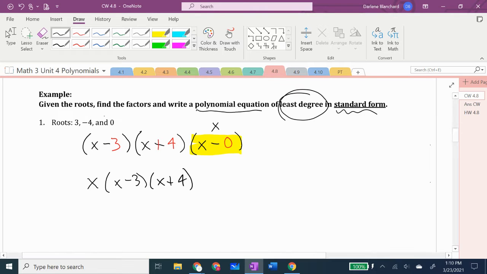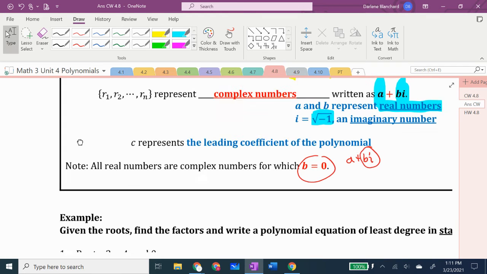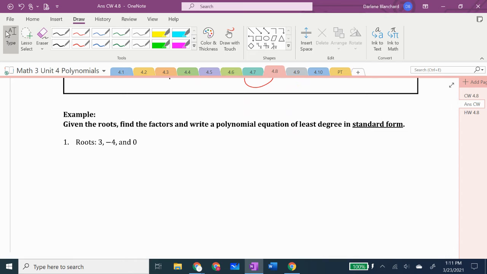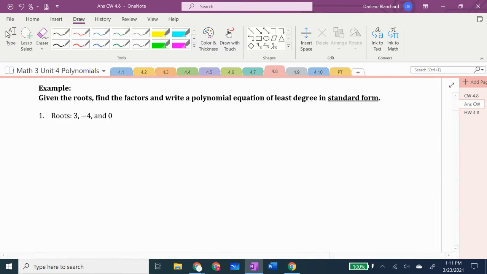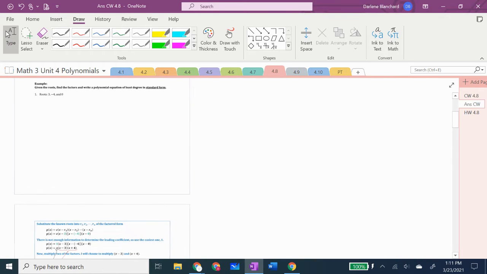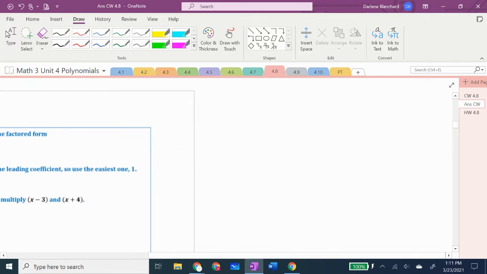Now, the only information I have are 3 roots. So I'm just going to leave it there and not add any more to it. I need to multiply x minus 3 times x plus 4. And I'm just going to take you over to the multiplication to see that. Where did the answers go? There it is.